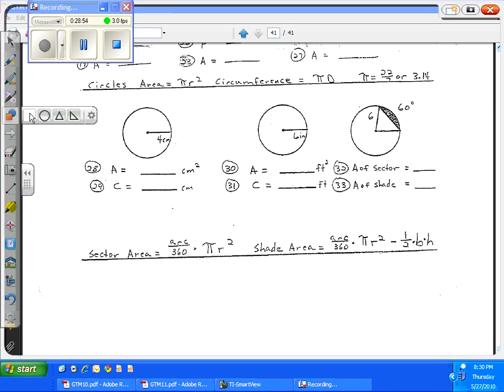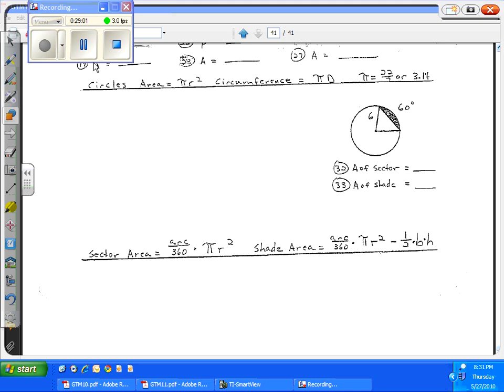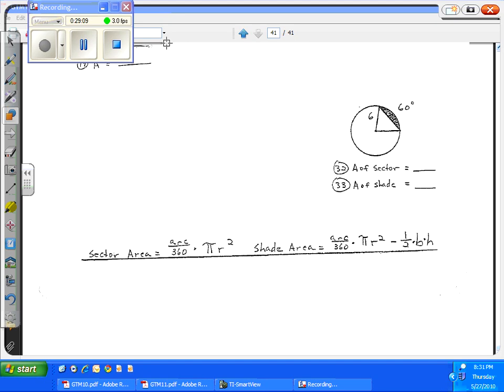That brings us to the last picture. I'm going to erase this up here because we're now going to be dealing with the formulas at the bottom: area of a sector and the area of the shaded region. The area of the sector is like that whole slice, like getting a whole slice of pizza. A sector is a region bounded by 2 radii and an arc. It's like a slice of pizza out of the circle.